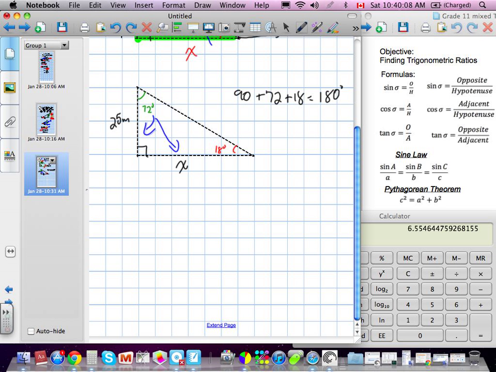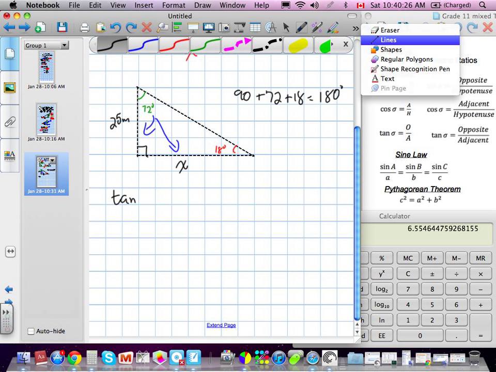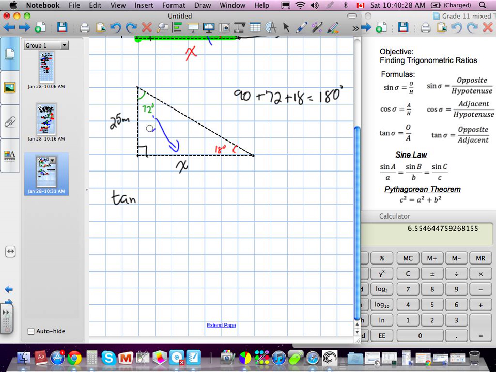I'm going to do it in green just so we can try to keep everything in order here. Okay. So tangent, opposite and adjacent. So tangent 72 is equal to opposite side is x, and the adjacent is 25. Okay? Now I just want to show you that it does not matter what side we decide to use.